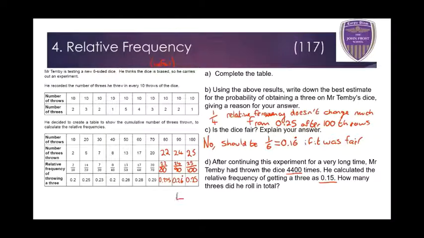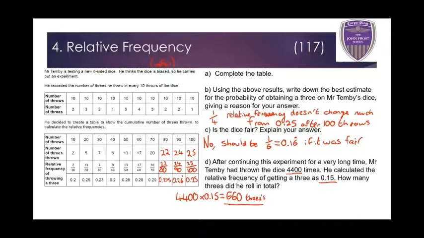So very quickly, if we do 4,400 multiplied by 0.15, type it on your calculator, you should get 660 threes. Okay, and just to show you how we can reverse engineer this, just to double check it for yourself. So that's our final answer, 660.